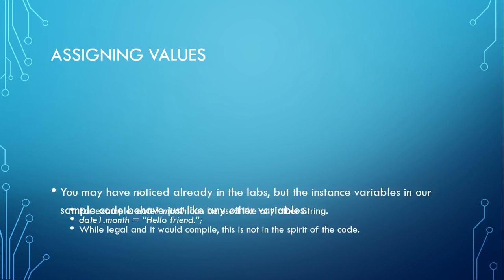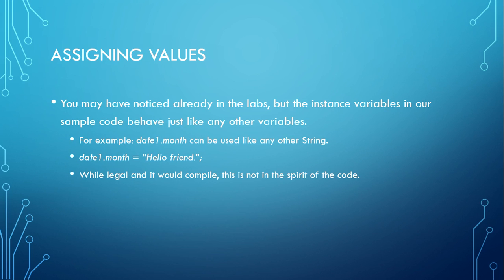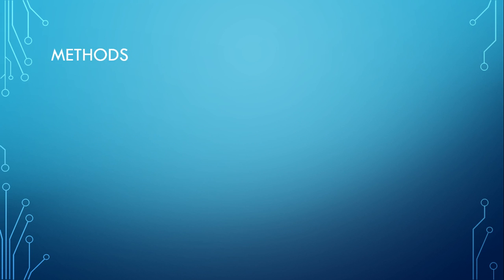All right, let's talk about assigning values. You may have already noticed in the labs, but the instance variables in our sample code behave pretty much just like any other variable. So for example, date1.month can be used just like any string. So you could theoretically say date1.month is equal to "hello friend." Now, while this is legal and it would compile, it's not really in the spirit of the code because after all, date1.month is really looking for you to enter a month, like January, February, March, April, that sort of thing. So it really wouldn't necessarily be what we want it to do. And later on, we'll get into exceptions and input mismatch. But for now, we're just trying to stick to the spirit of the code here.